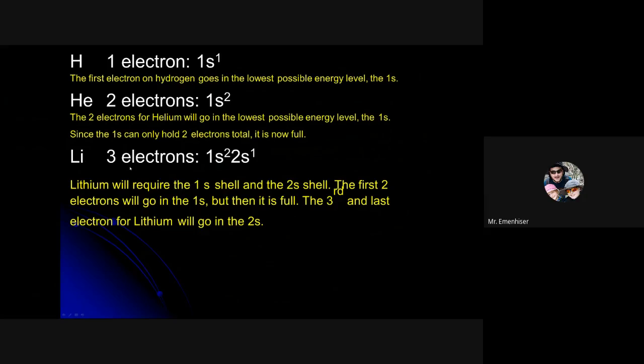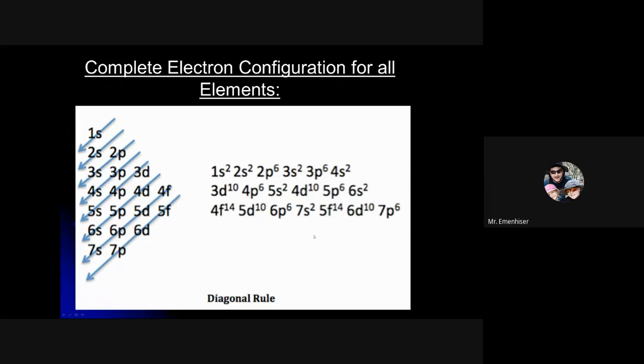Now lithium has 3 electrons. Lithium will require the 1s shell and the 2s shell. The first 2 electrons will go on the 1s, and so that's why we get 1s2. But then it's full. The third electron must go in the 2s, so that's why it's 2s1. So the first 2 electrons go on the 1s, and then that third and final electron will go on the 2s. And then it's out of electrons because it's only got 3. Okay, this is our complete electron configuration.